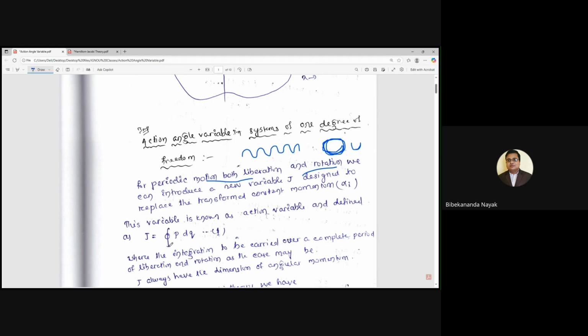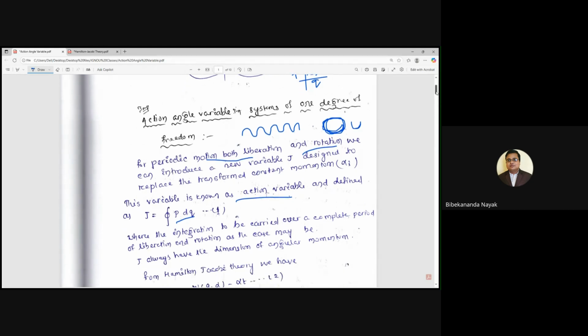J is equal to, actually we call this the action variable. It is nothing but the integration of p dq. Since we plot a phase space diagram, phase space means one axis q, another axis p. If the diagram is this, then the area covered is the integration of this p dq over a closed path. This is actually the action. Integration of p dq. In phase space, our axes are p and q.